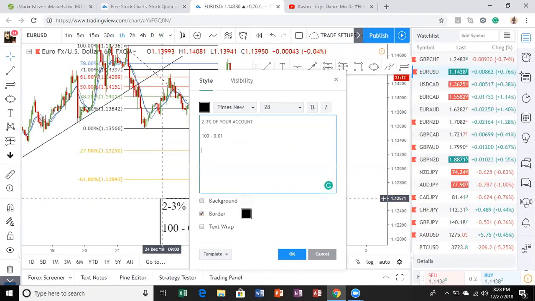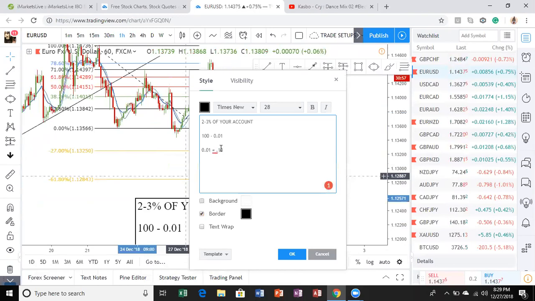In the UK, I believe 0.01 is equivalent to 10p. Using a 0.01 is equivalent to 10p. So that means risking 2 to 3% is just like risking 2 to 3 pounds.